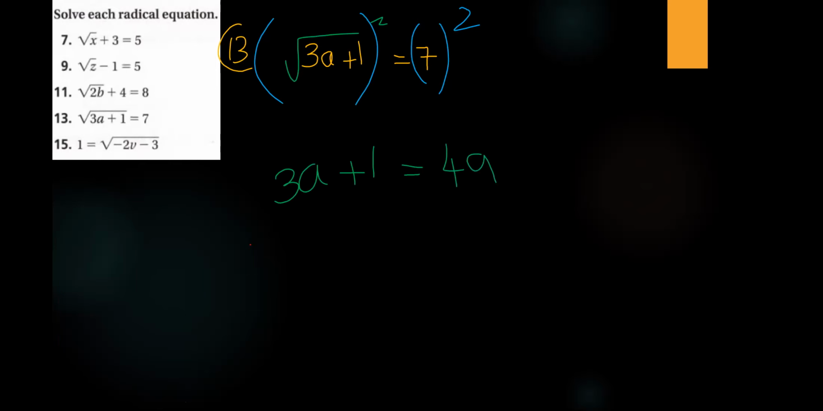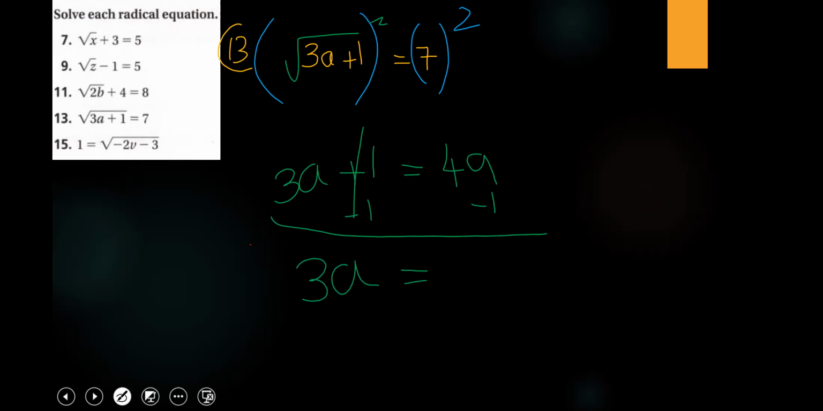Look at this one here now. We have 3a plus 1. It becomes like a linear equation. I don't want 3a plus 1, I want only a. So what is the first step? We will subtract 1 from both sides. Exactly. So we have 3a equals 48.